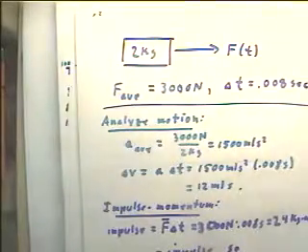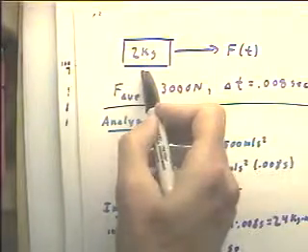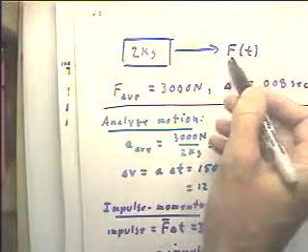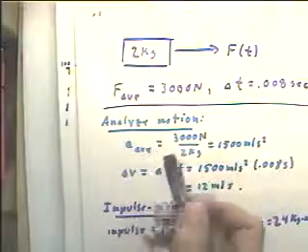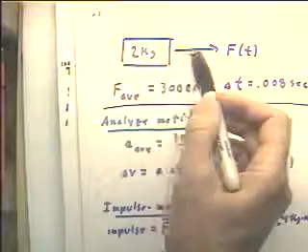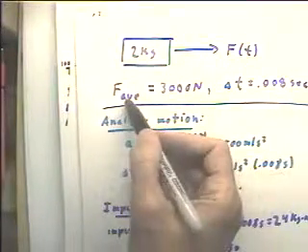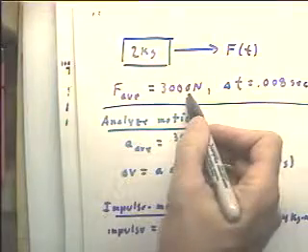As a second example, we look at a 2 kilogram mass with some unknown force F of t, or some force F of t which is a function of time, and we might not know the specifics of the force, but we somehow know that the average force is 3,000 newtons.